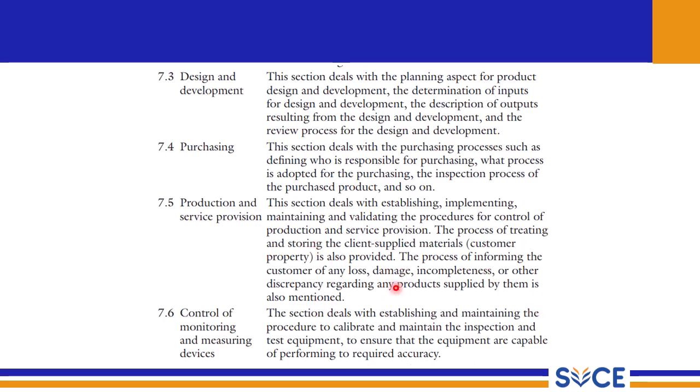The process of informing the customer of any loss, damage, incompleteness, or other discrepancy regarding any product supplied by them is also mentioned. Control of monitoring and measuring devices: this section deals with establishing and maintaining a procedure to calibrate and maintain the inspection and test equipment to ensure that equipment is capable of performing to the required accuracy. This section is more relevant to construction projects.